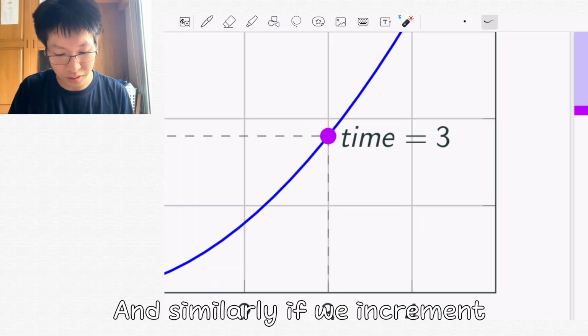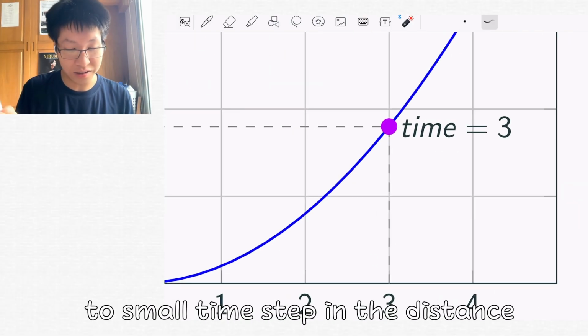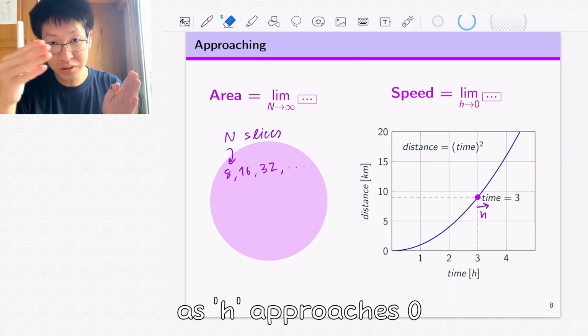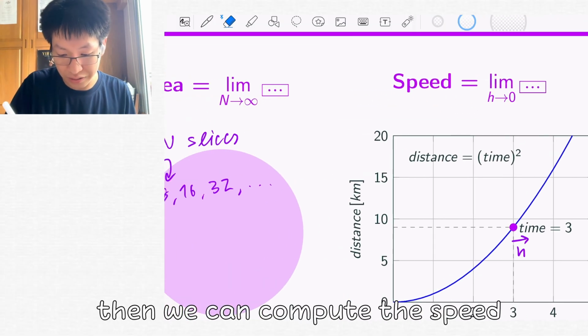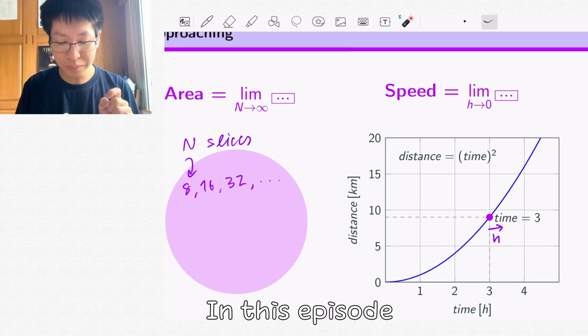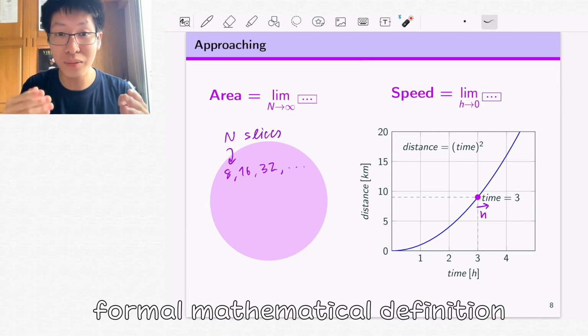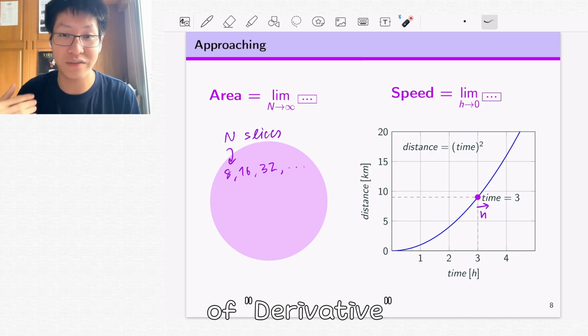And similarly, if we increment the small time step in the distance of our graph as h, we can say that as h approaches zero, then we can compute the speed with this notation right here. In this episode, we'll explore how we will be writing the formal mathematical definition of derivative.